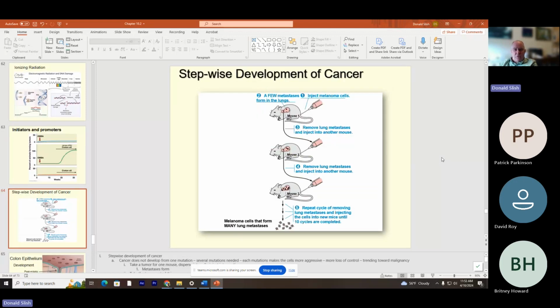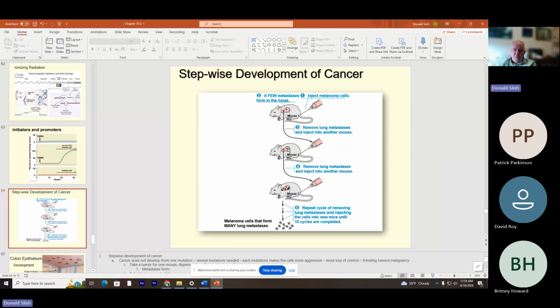stepwise development of cancer. This is what I was talking about earlier: knocking out one protein or activating one protein typically doesn't make a cancer really dangerous. You need multiple hits. You can see that in this experiment where you take a mouse and inject it with melanoma cells, which is going to metastasize pretty quickly. Some of these melanoma cells make it to the lungs. You take one of those tumors out of the lungs, inject that into another mouse, and you get even more metastases. After having gone through one mouse, more mutations have happened, and it's become more aggressive. So the second mouse, you get even more metastases.